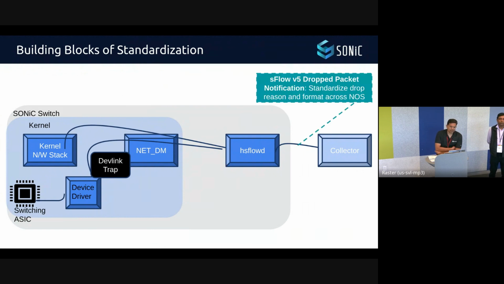Lastly, sFlow version 5 has support for drop packet notifications. So that standardizes the drop reasons across operating systems. It's a standard that will help us standardize not just within SONiC, but across operating systems. And it uses standard sFlow version 5 datagrams to encode this drop notification. So these are the three pieces we want to end up supporting different types of ASICs and report that in a format that is uniform across not just SONiC, but across different network operating systems.